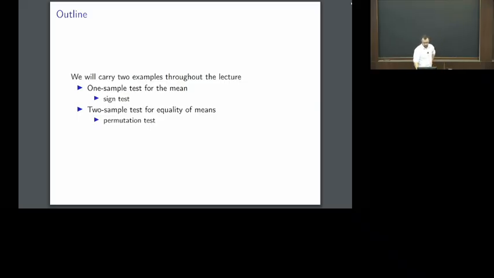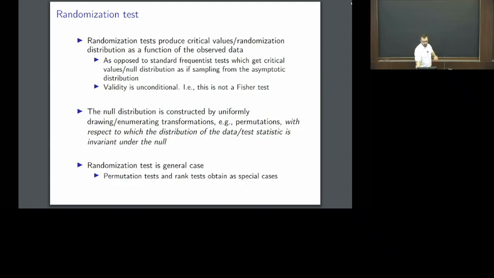So observational as in non-experimental. Okay. So the randomization test produces critical values. It produces a randomization distribution as a function of the observed data. So that's different from standard frequentist tests, which get critical values from resampling.